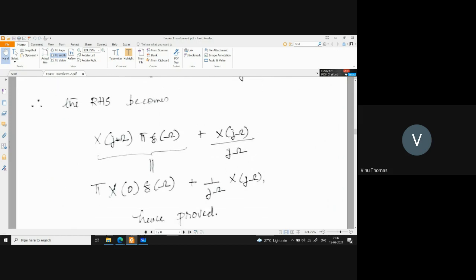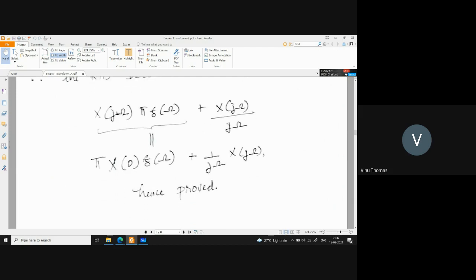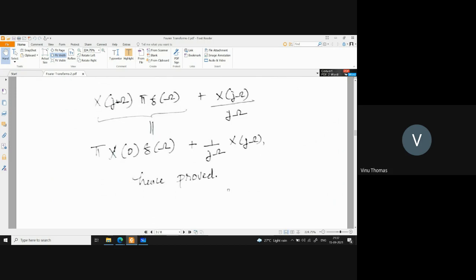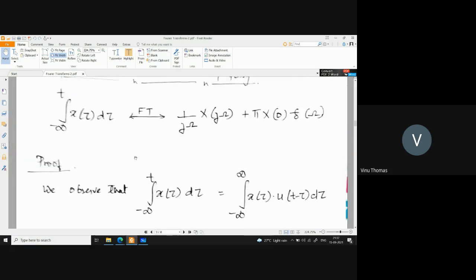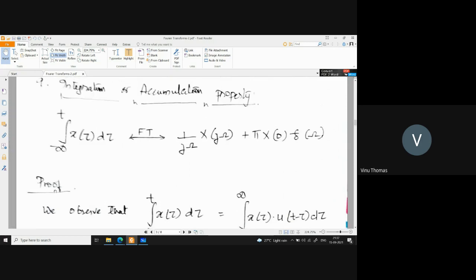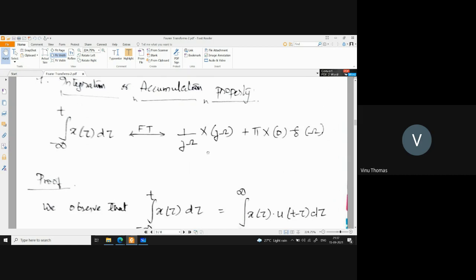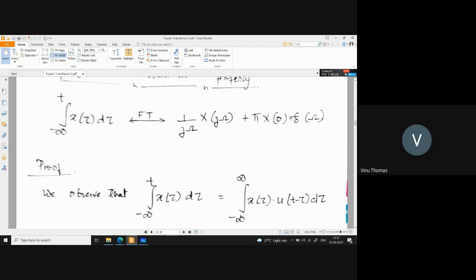Now, pi delta omega into X of j omega samples X of j omega at omega equal to 0, because delta omega is nonzero only for omega equal to 0. You can therefore write this as pi into X of 0 into delta omega plus 1 by j omega into X of j omega, which is the result that we have. That is, the accumulated integral, or rather the running integral, from minus infinity to the current time instant t of x of tau d tau has Fourier transform 1 by j omega into X of j omega plus pi X of 0 into delta omega.